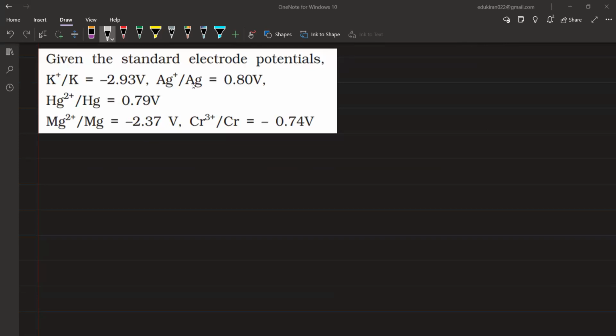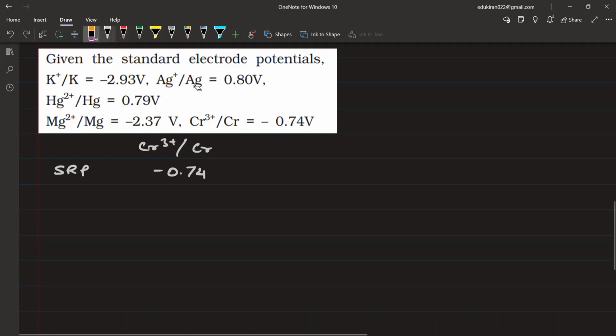Madhya, can you choose one of these elements? Anyone? The last one, Cr3 positive. You have been given the SRP. Standard electrode potential is what? It is the reduction potential. So what is given is Cr3 positive to Cr. Chavez, choose any one element other than Cr3 positive and Cr. Ag positive to Ag, okay.